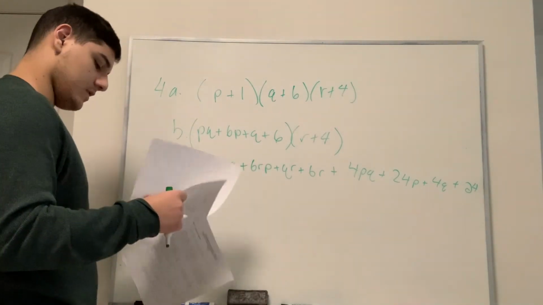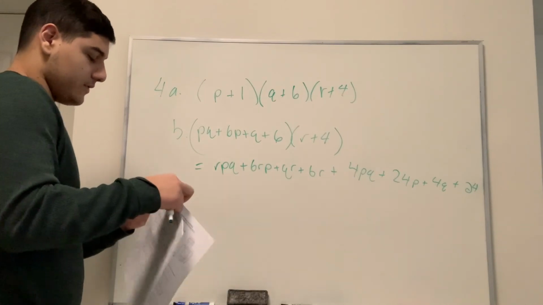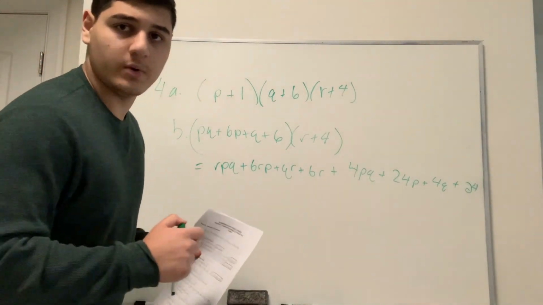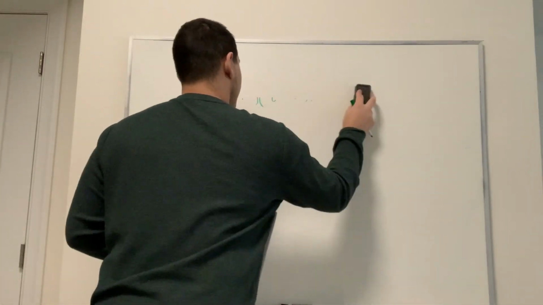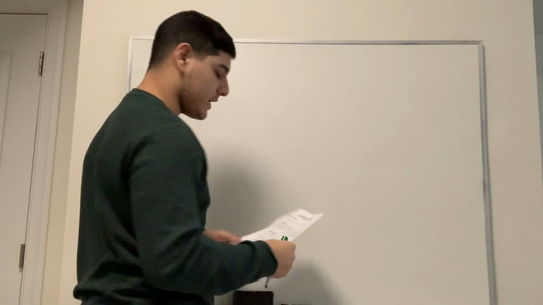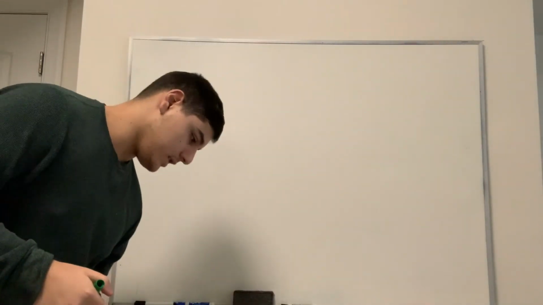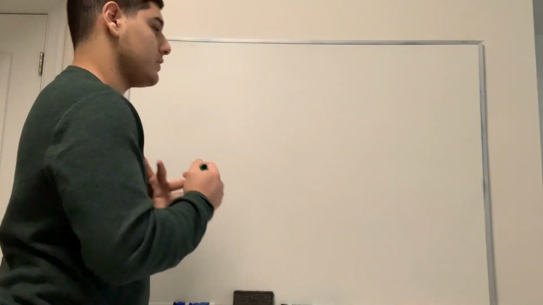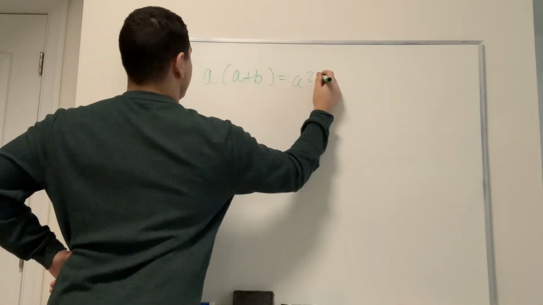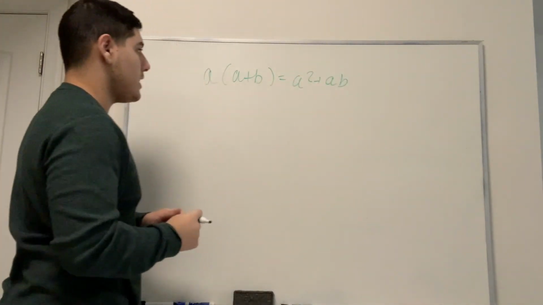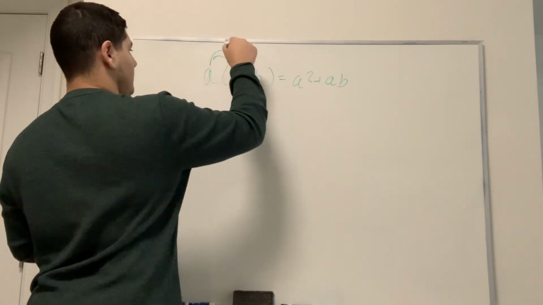Yep. Okay, so that is the end of this lesson, but since it was quick, I'm going to show you guys where FOIL comes from. It all comes back from the distributive property. So, once upon a time, you may have learned, or your teacher may not have told you, that A times A plus B equals A squared plus AB. And you learned that because you distribute this term and multiply it to each one in here.